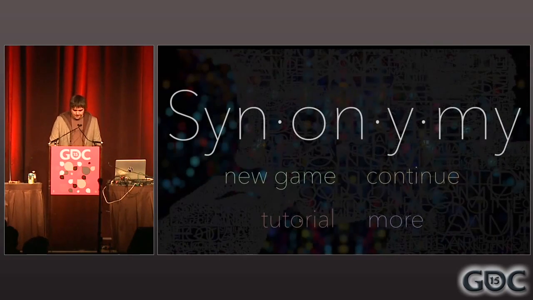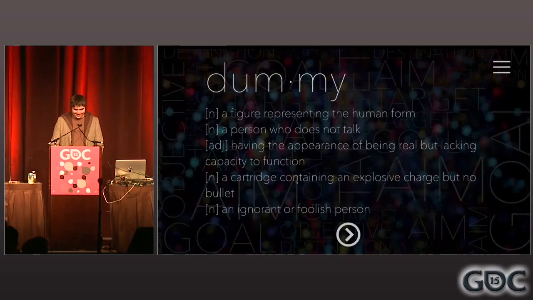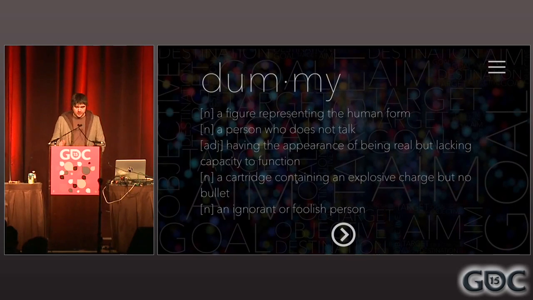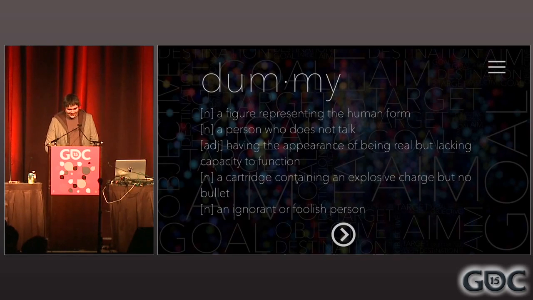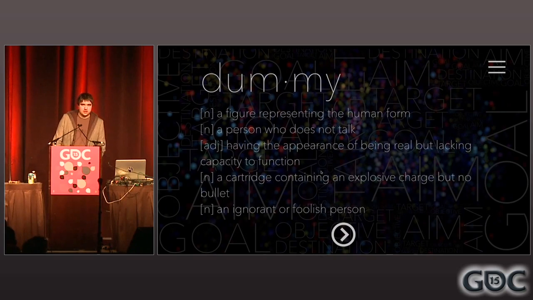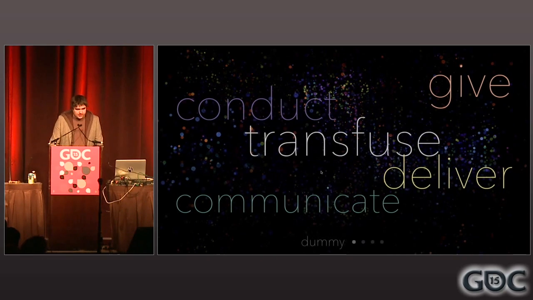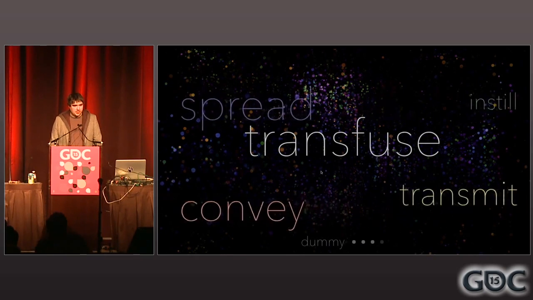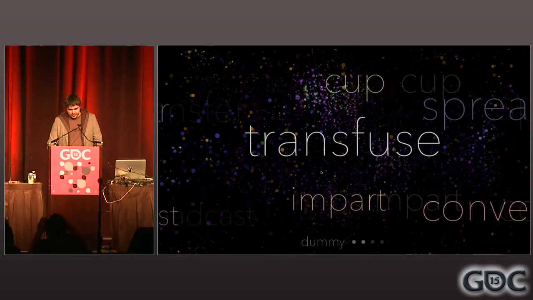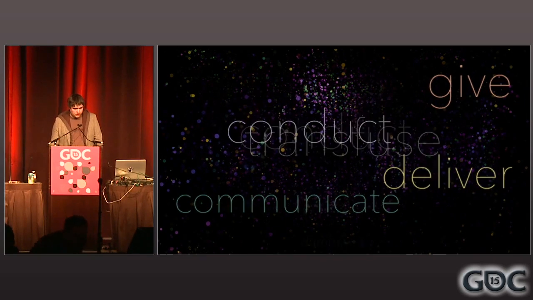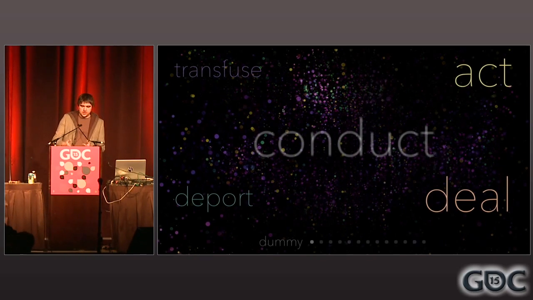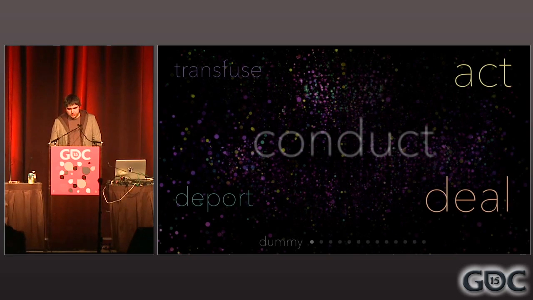So let's try a quick game. Our goal word is dummy, and here we can see the definitions for it. These can represent different strategies for how to arrive at the goal. And our start word is transfuse. And we see transfuse has many pages of synonyms. And if we select one, that replaces transfuse as the current word, and we now have the synonyms for conduct.